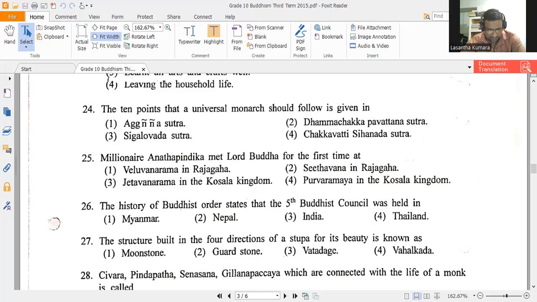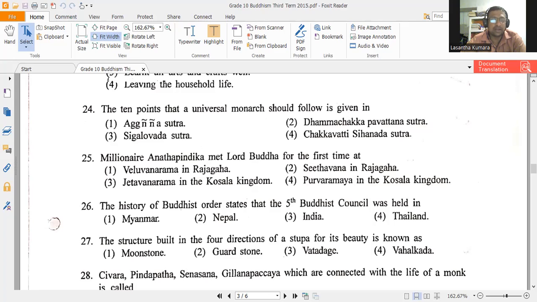Then the 25th one. The millionaire Anathapindika met Lord Buddha for the first time at what? I think you are not familiar with this one. You know Anathapindika, the millionaire. It is Sitavana in Rajagaha. Remember that question, okay? It is a very uncommon question.